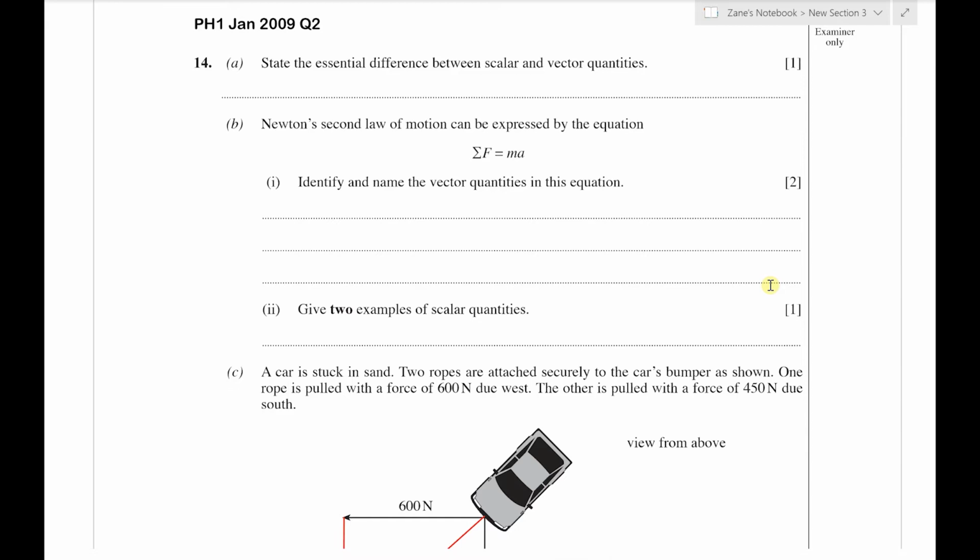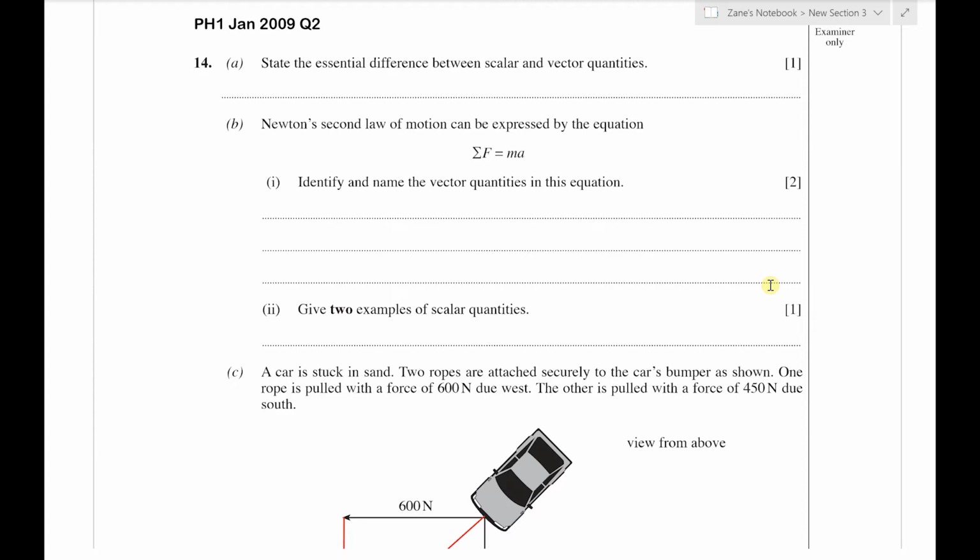This was from January 2009, Unit 1, and it was question 2 on the paper, sort of a basic forces and vectors and scalars type question. So, first part of the question, give the essential difference between scalar and vector quantities. Well, what we're looking for here is the fact that vectors have a size or a magnitude and direction. Scalars only have the magnitude.